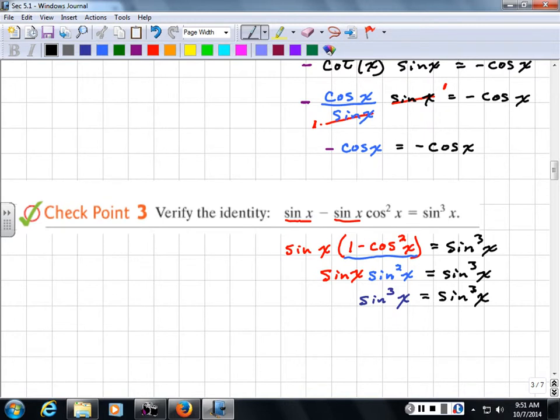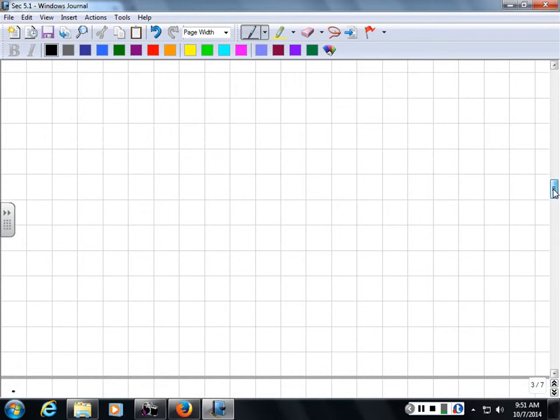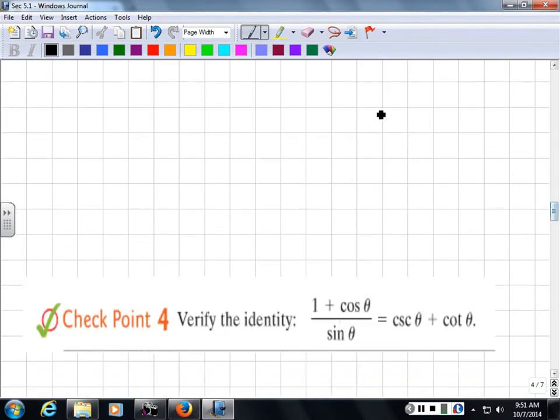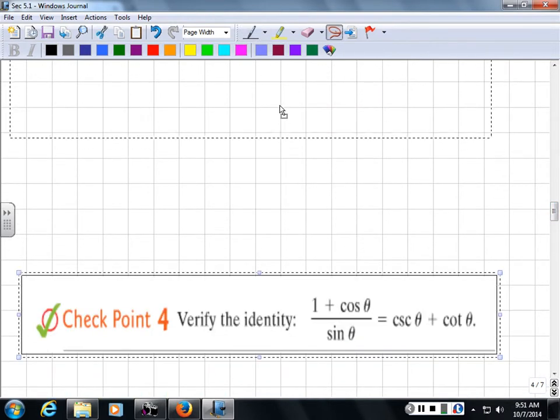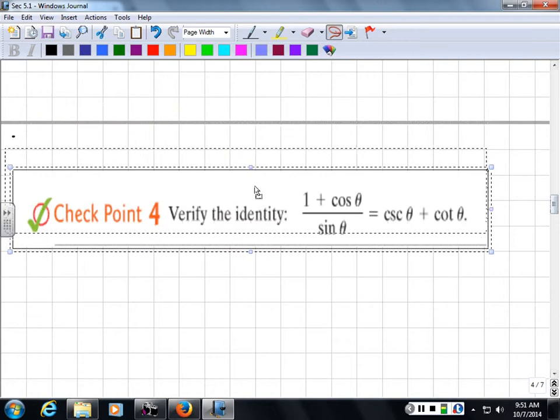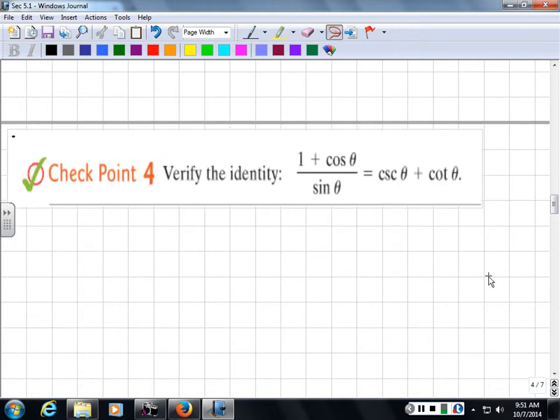Questions? Comments? These are kind of basic and kind of easy. Trust me, they get more difficult. This one doesn't necessarily have to be difficult, but when you first look at it, you've got (1 plus cosine theta) over sine theta equals cosecant theta plus cotangent theta.